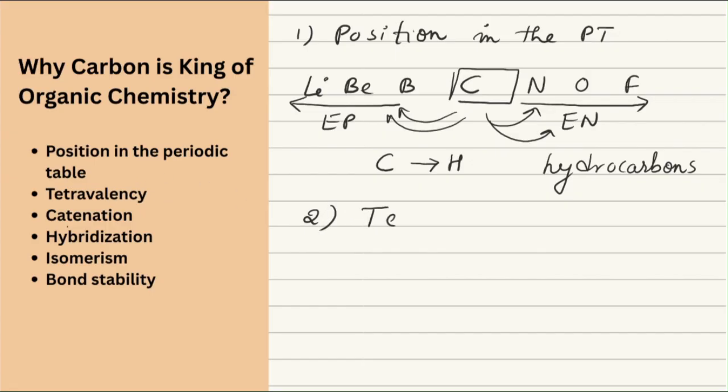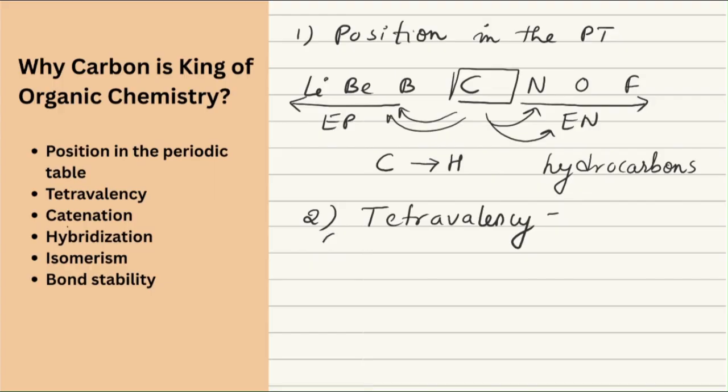Next, tetravalency. What do you mean by tetravalency? It is the capacity of carbon to form bonds. Carbon can form 4 bonds. How do we know that? By writing the electronic configuration.